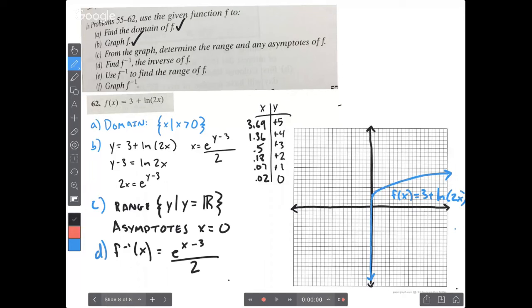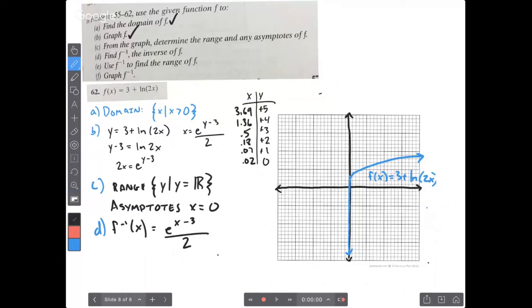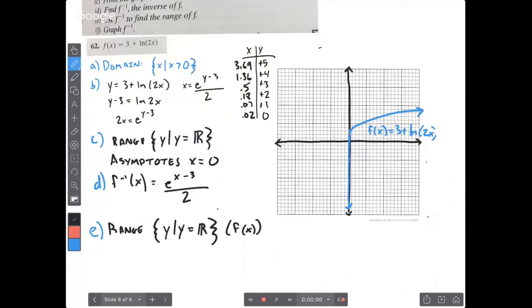Cool. Use f inverse to find the range of f again. Well, we're going to say the range of f would be the domain of f inverse. So the range is still the set of y such that y equals all real numbers when we're talking about f of x, and we know this to be true because the domain, x such that x equals all reals, of f inverse. So we're kind of just verifying. Use the inverse to find the range.